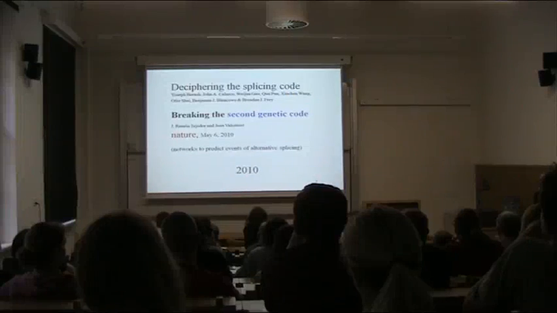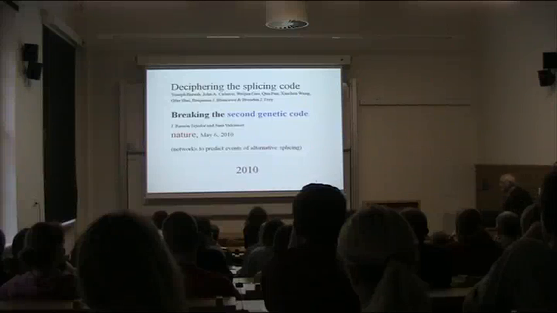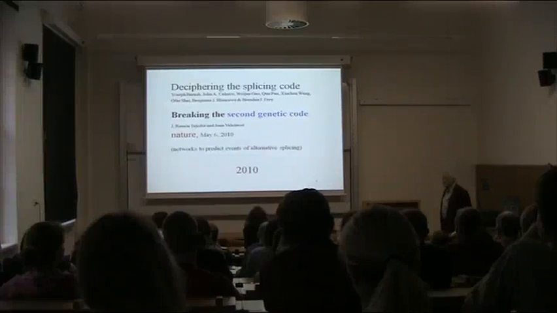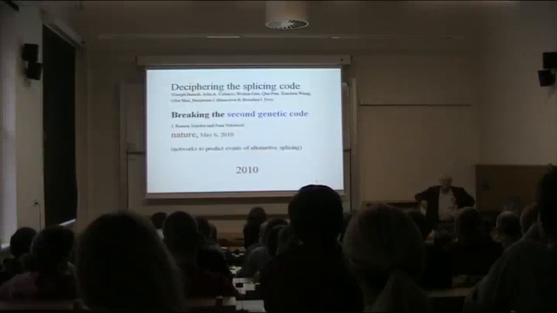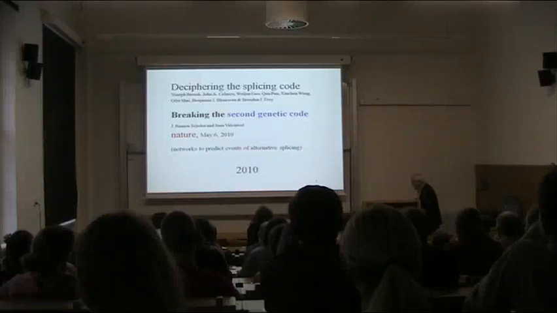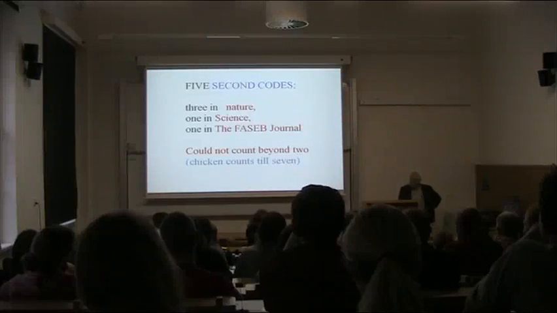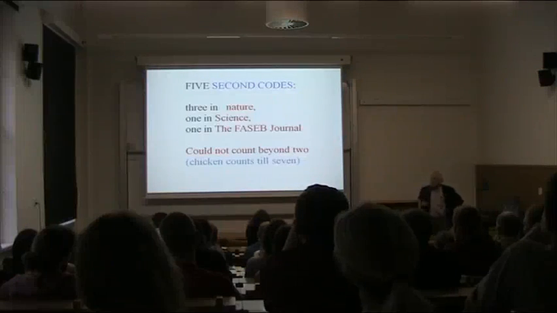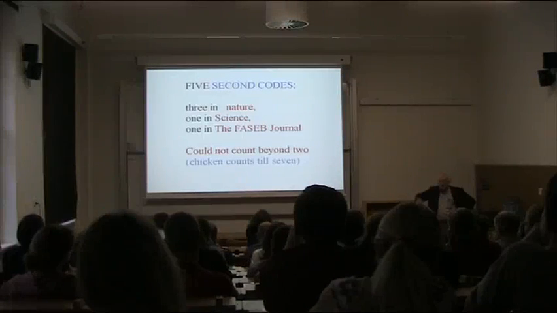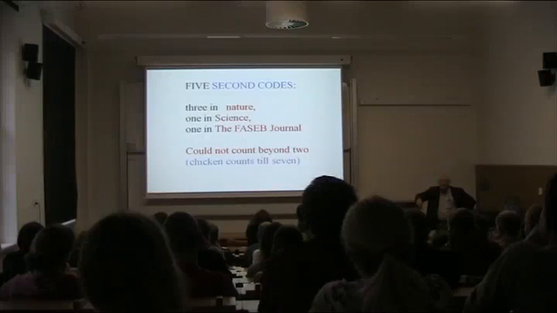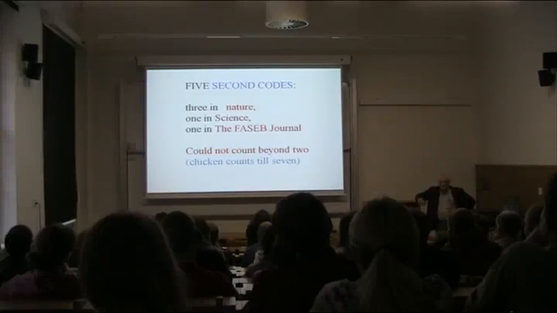What does it tell you? The one thing is obvious: there are many codes. Another thing is obvious as well. There is a pathological amnesia in scientific society. Five second codes. 3 of them are published in Nature, 1 in Science, and obviously they couldn't count beyond 2. Birds could count till 7.